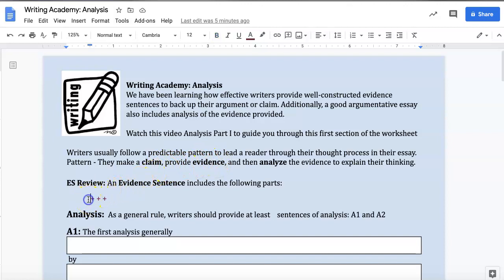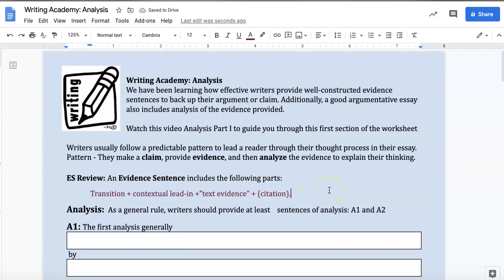As you know, an evidence sentence includes the following parts: a transition, a contextual lead-in, text evidence, and that's always in quotation marks, and then a citation. In this case, since it's literature, we would do the author's last name and page number, and then we always end with a period.